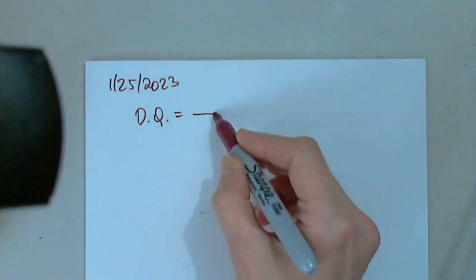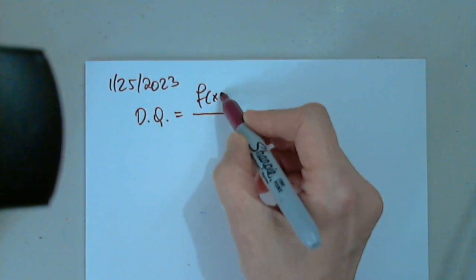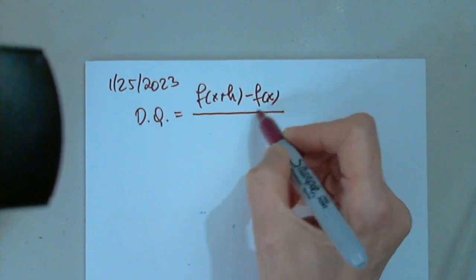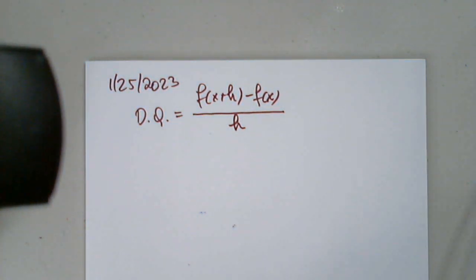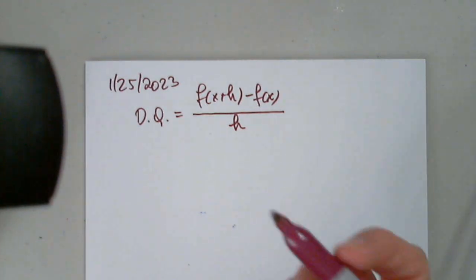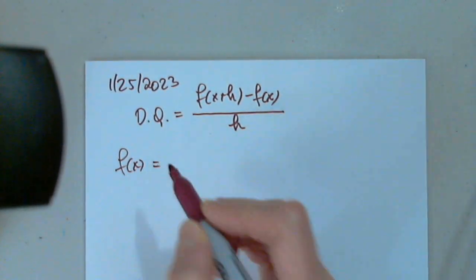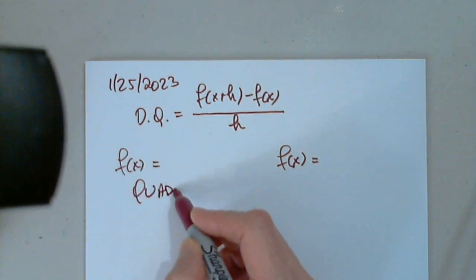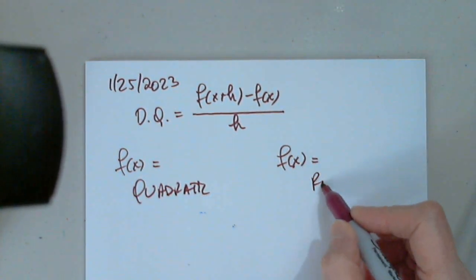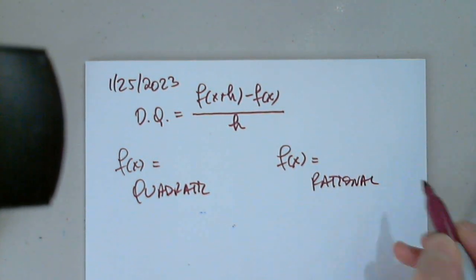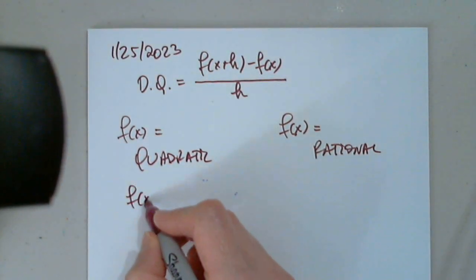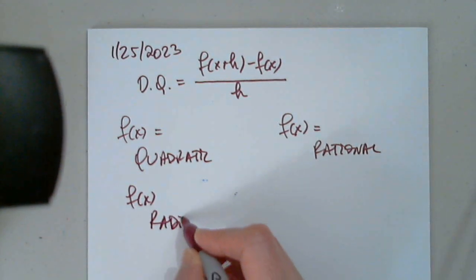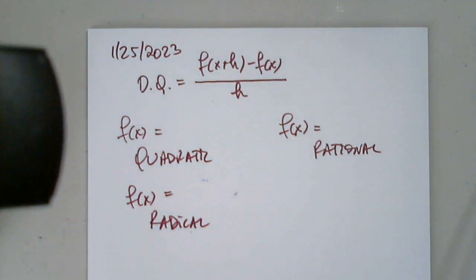And we have to remember this forever: f of x plus h minus f of x, divided by h. Now let's pick a few functions. Give me any quadratic function, and give me a rational function, and also another function that is radical. Can anyone give us any of these functions?